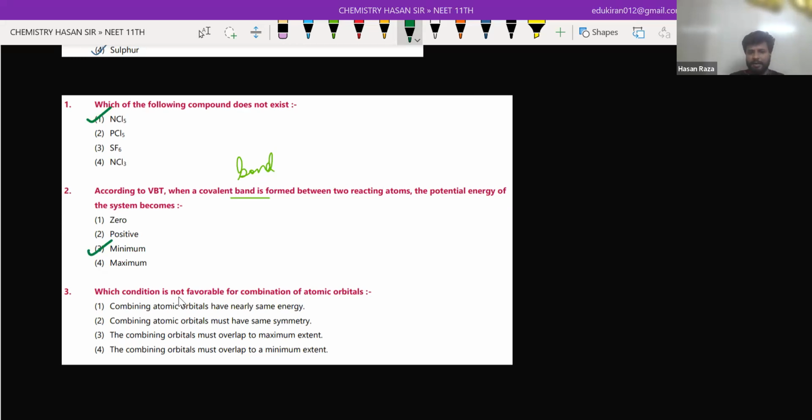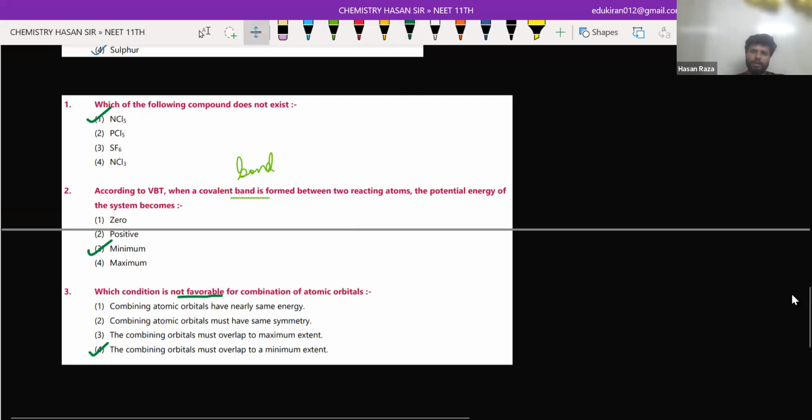Now for the next one, which condition is not favorable? Combining atomic orbitals should have nearly the same energy. Whenever orbitals combine, they should have the same energy and the same symmetry as well. And there should be maximum extent of overlapping so that the bond will be stronger. So you can see this is the not favorable condition. If you take minimum extent, the bond will be very weak. The force of attraction will be minimum, and the force of repulsion will dominate, and then the bond will be broken. No bond formation will take place. Is that clear, both of you? Yes, sir. Okay, let's go for the next.